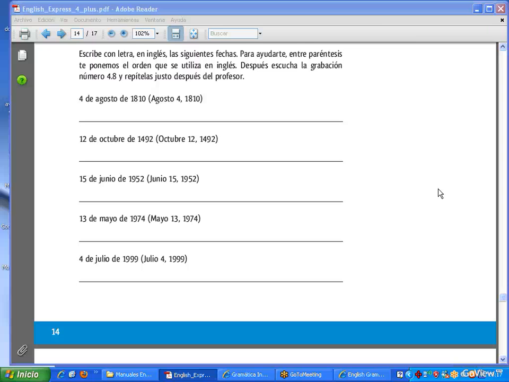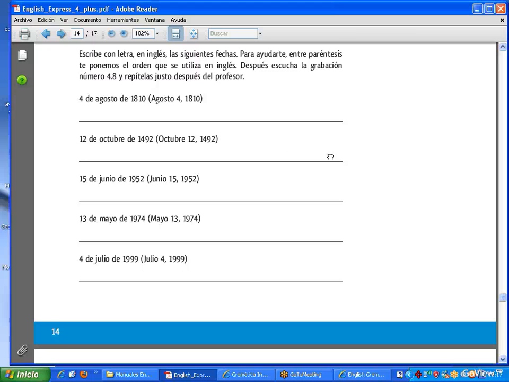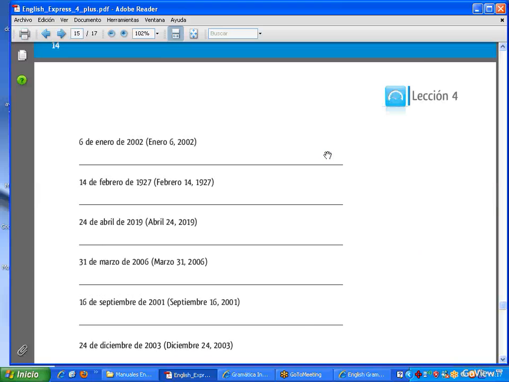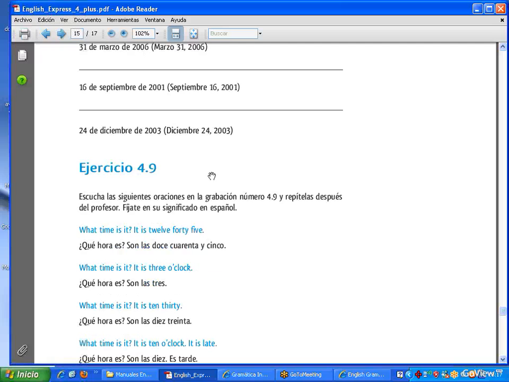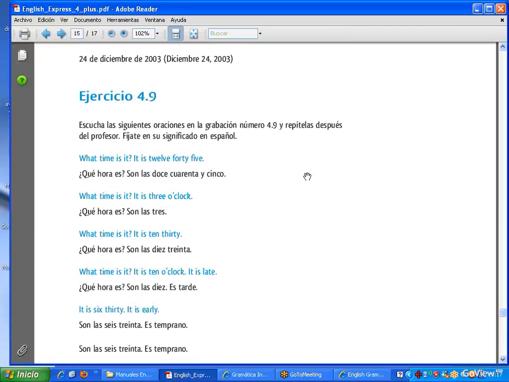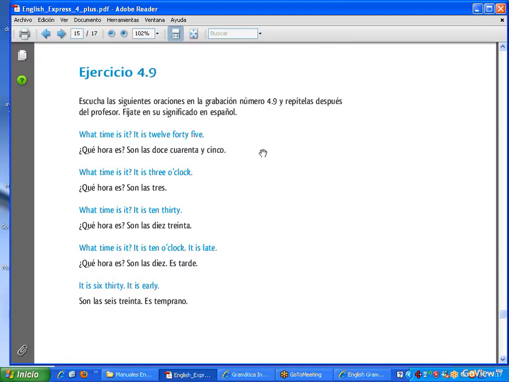Listen to these following sentences. Very important. What time is it? It is 12:45. ¿Qué hora es? Son las 12:45. It is 6:30. It is 6:30. Okay? It is early. Es temprano. It is 11 o'clock. It is late. What date is today? ¿Qué fecha es hoy? Okay, so you can learn all these different ways of asking about the time.